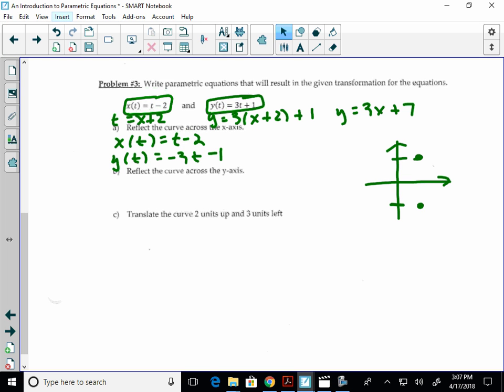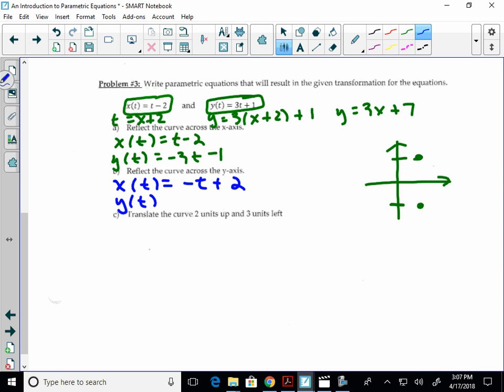Okay, so on part B, it says reflect the curve across the y-axis. So which one's going to have to change, the x equation or the y equation? The x. So we would have x of t equals negative t plus 2, and y of t equals 3t plus 1. Okay, and then part C.